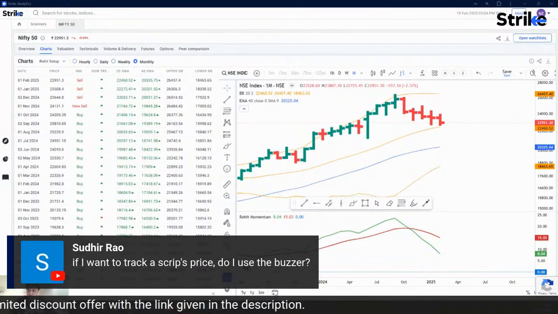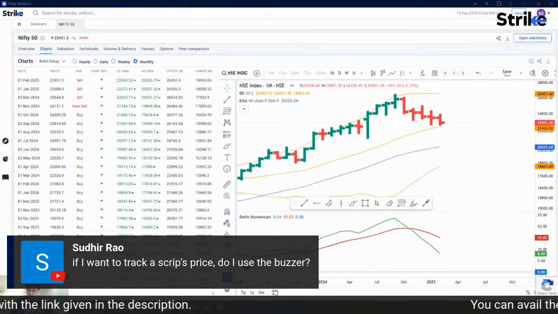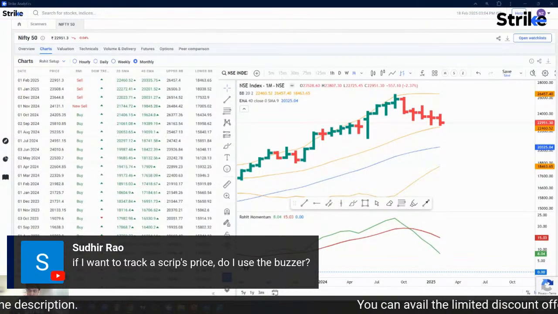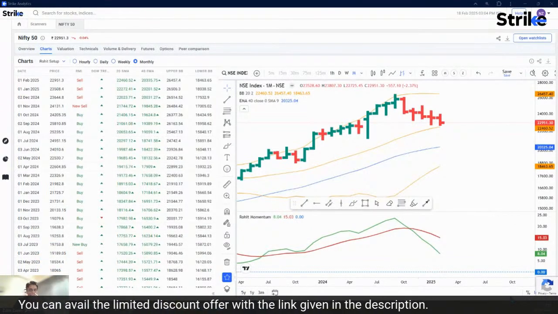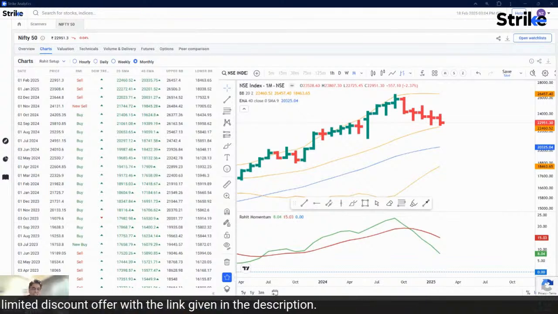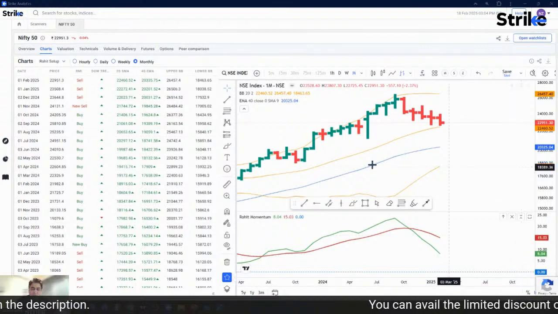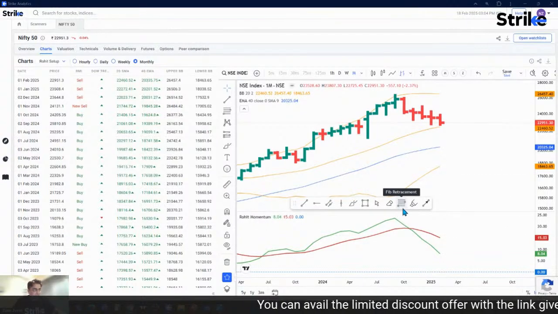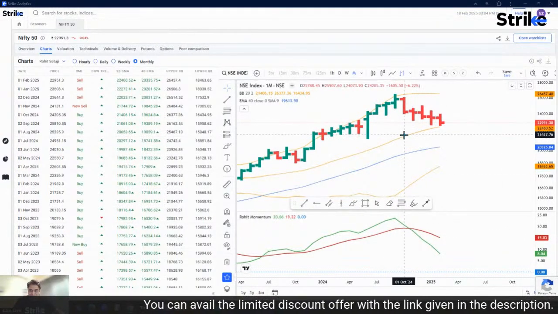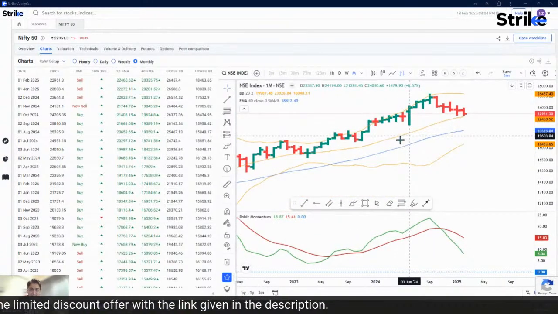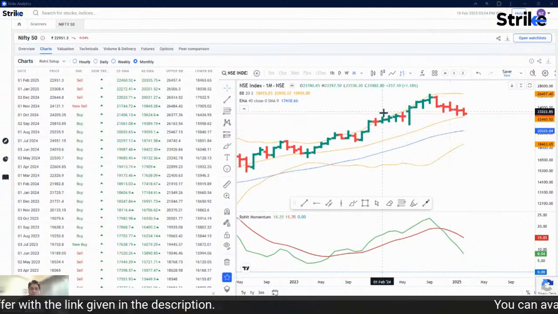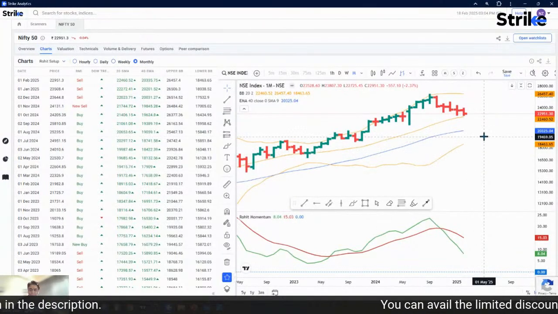If I want to track a script price, do I use the buzzer? See, currently, Sudhir Rao ji, the system is giving you data which is 5 minute delayed, but very soon we will be converting that into 1 minute delayed data. You can create your watch list, you can create your template. I'll show that to you once again, and then accordingly you can simply track it by looking at it from far away.